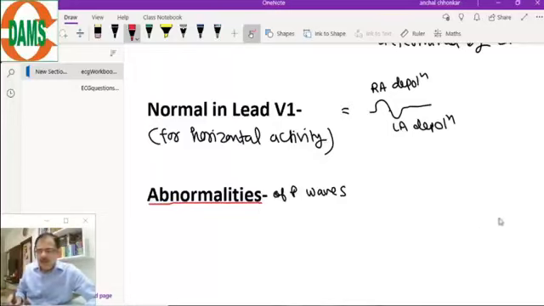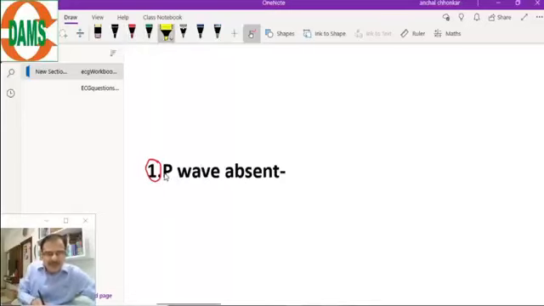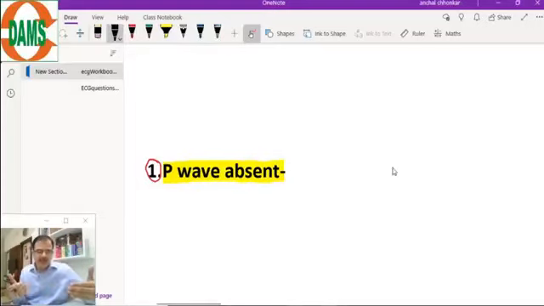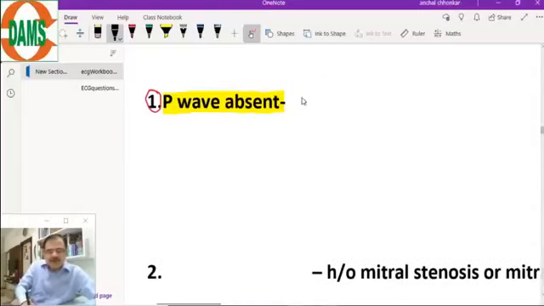Now coming to the abnormalities of the P wave. You can write it down in your notes. Number one abnormality is the P wave is absent. Lead aVR is negative, it is a wholly negative P wave. So P wave is absent means we are not able to see the P wave in the ECG. So, the causes of absent P wave.